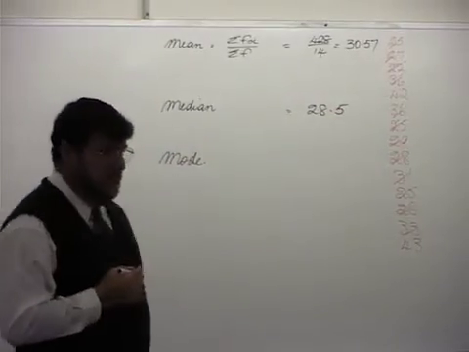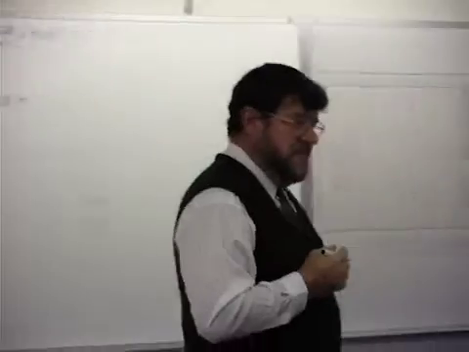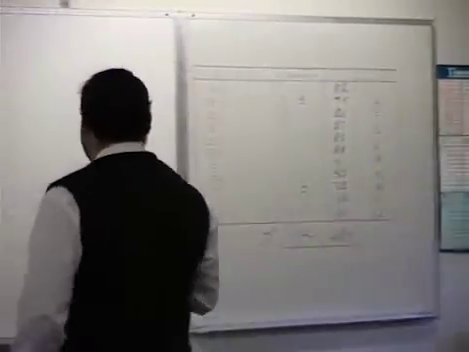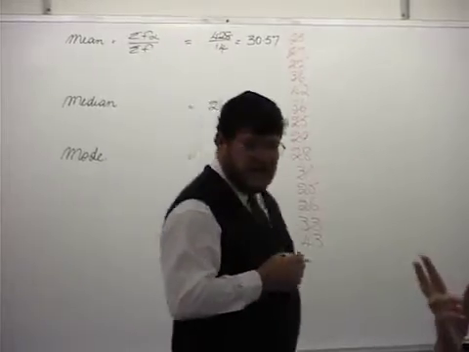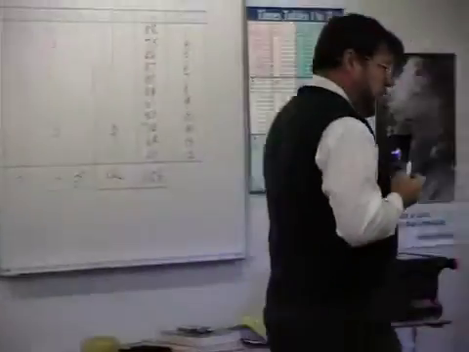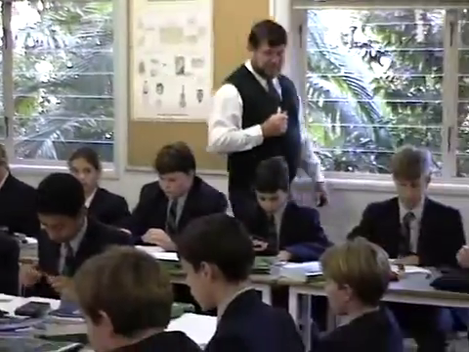Good, and the mode. What is the mode? The one with the highest frequency. Okay, and what is that? 25. Good. Who had all 3 points correct? Well done. All right, now let's look at that 5-number summary.